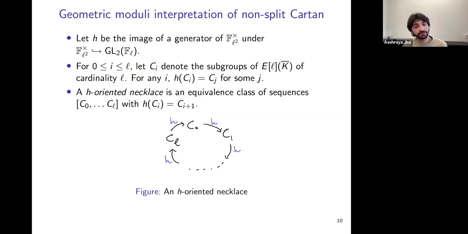And then we have this definition of an H-oriented necklace. What's happening is that you have a list of all these subgroups, and H just permutes it to the next one. It just shifts it by one. So a picture is worth 1,000 words. You have this arrow, and C0 goes to C1, C1 goes to C2, etc. And CL will go back to C0.